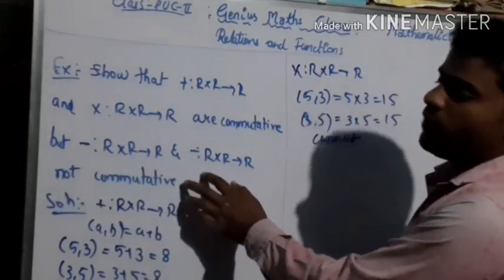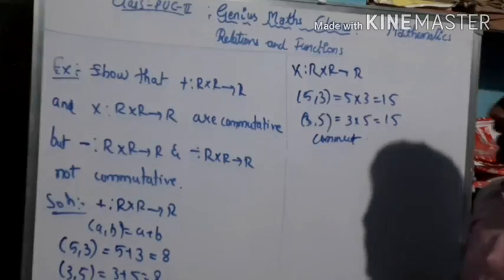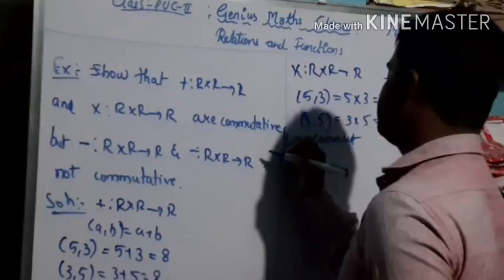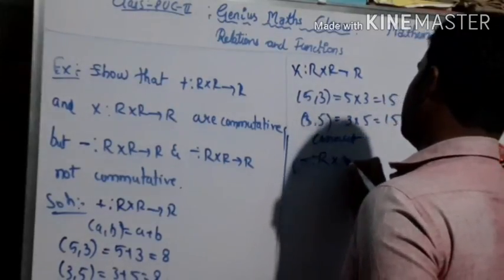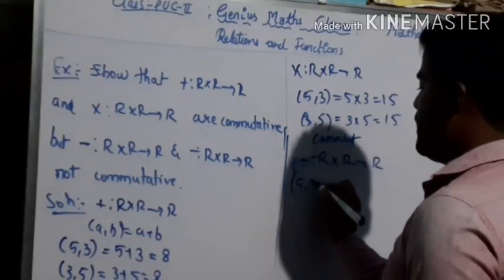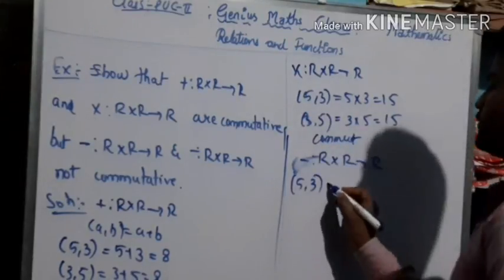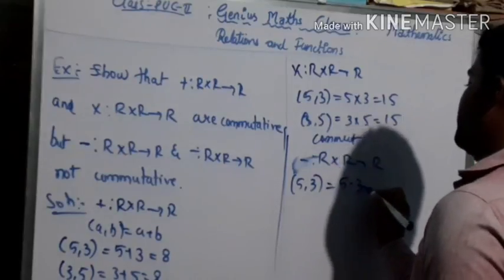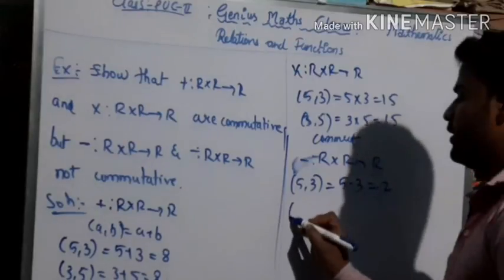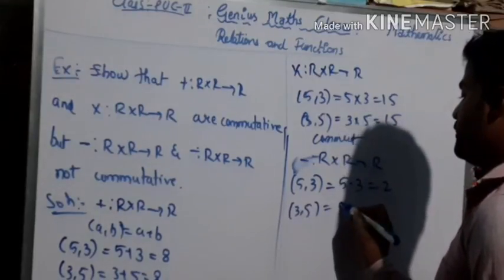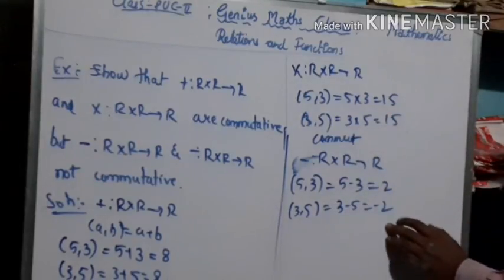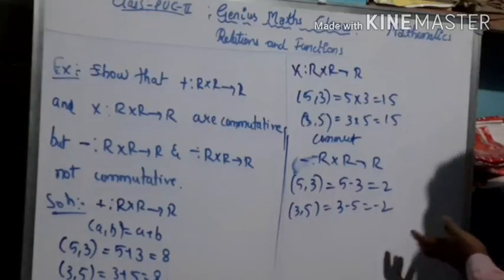Now with subtraction and division, why are these not commutative? Consider the same 3 and 5. Subtraction from R cross R to R, I am defining 5 comma 3. This is 5 minus 3 equal to 2. The result is 2. Now 3 minus 5 is equal to minus 2. Here 2 and minus 2 are not equal, therefore this is not commutative.